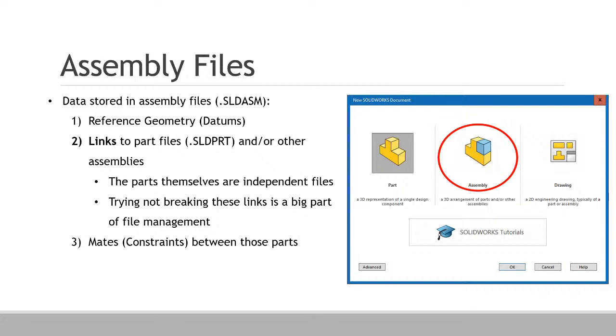And that's part of why file management is so important with CAD, because you want to take great care not to break those links. And then the final bit of information stored in assemblies are the mates, the constraints that relate the parts to one another.